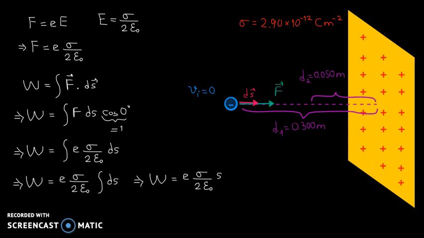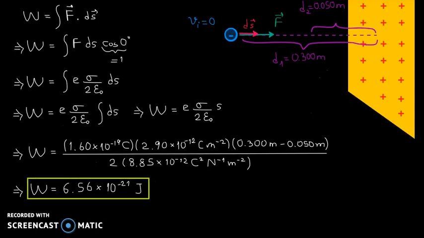They're parallel. So next, let's go ahead and plug in the numbers and calculate the numerical result. And note that displacement s is equal to d1 minus d2 in the picture. So the final answer for work is 6.56 times 10 to the power negative 21 joules.